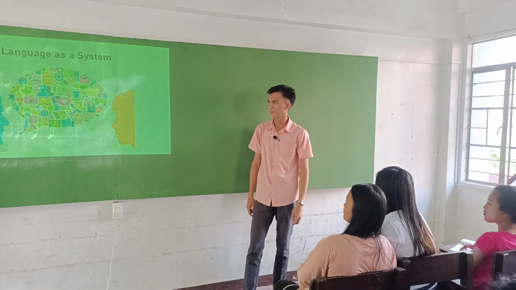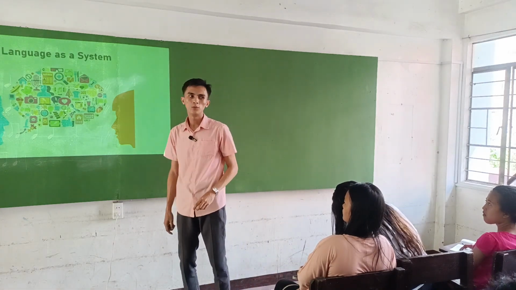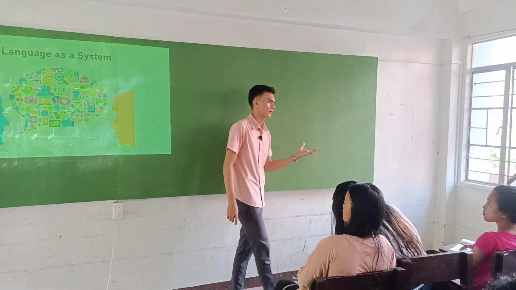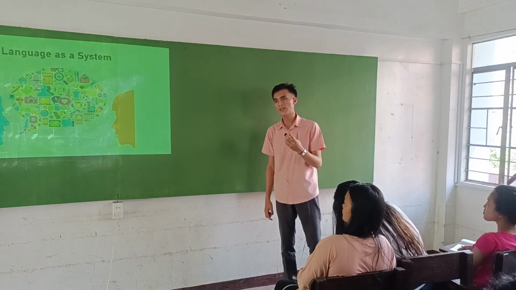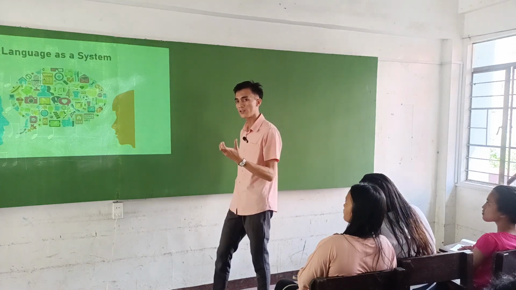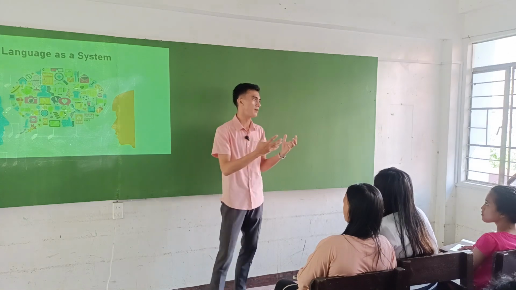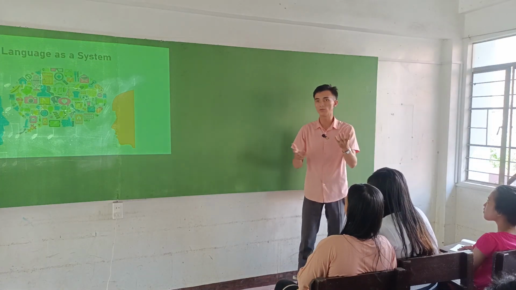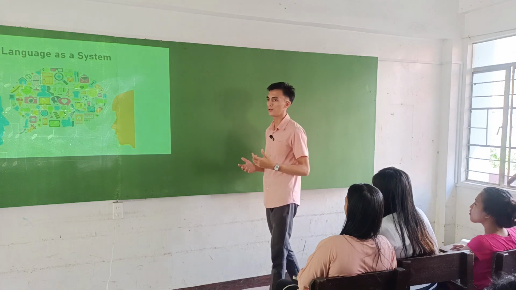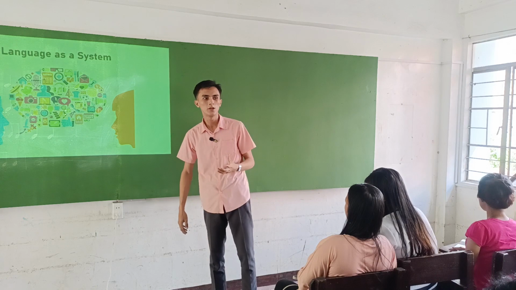Language as a system. When we speak a specific language, we want to speak clearly. We want to speak so that we can be understood by the audience or those people that we are talking to. I am speaking plainly. I am speaking directly to you so that I can be understood by all of you, especially the lessons that I'm trying to portray here.